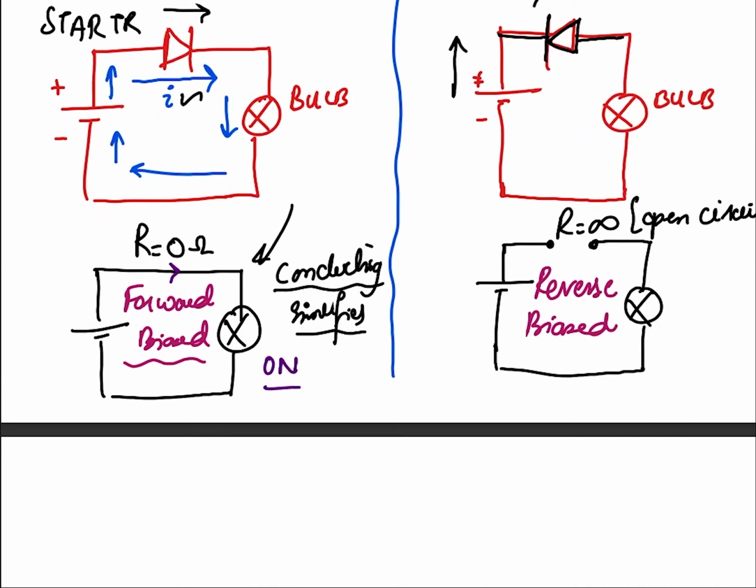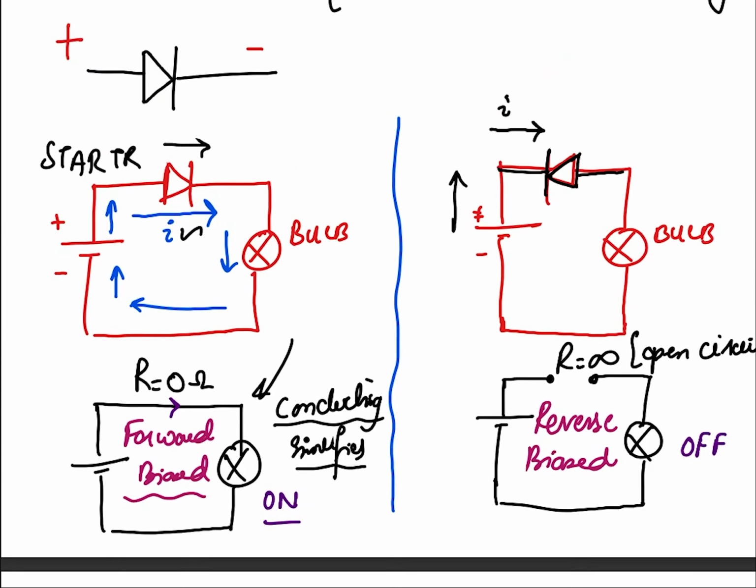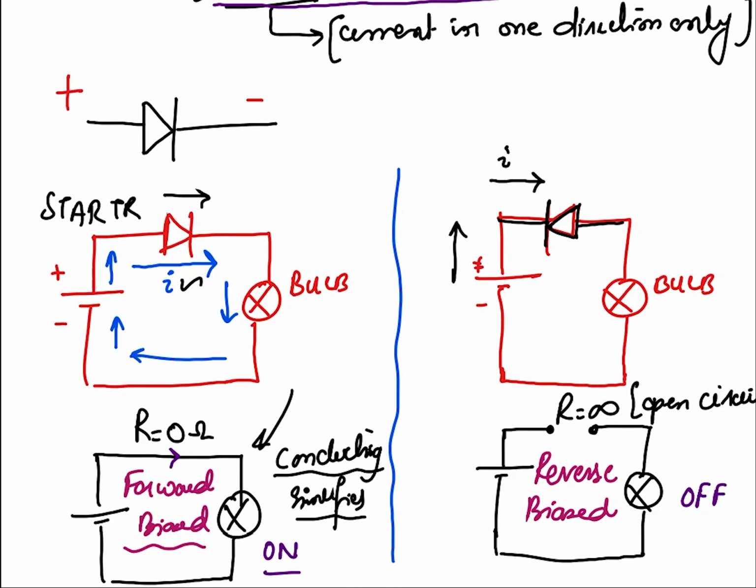In this case, the bulb will appear to be off, which gave us the idea that the diode is unidirectional, or it is only going to allow the current in one direction, but not in the other one. It does allow the flow of current in one direction, which is the forward bias condition, whatever that may be for that circuit, but it fails to allow the flow of current in the reverse bias condition. Let's move on to another example.